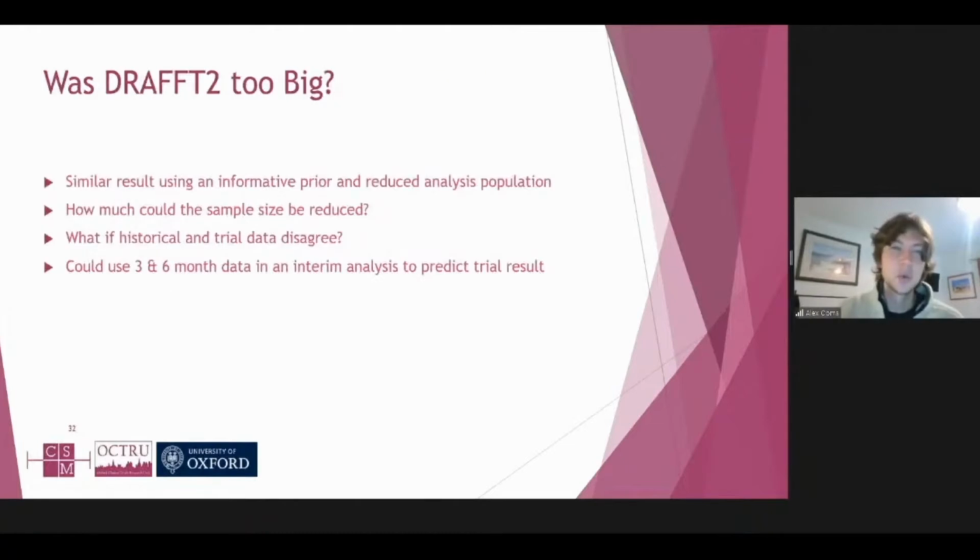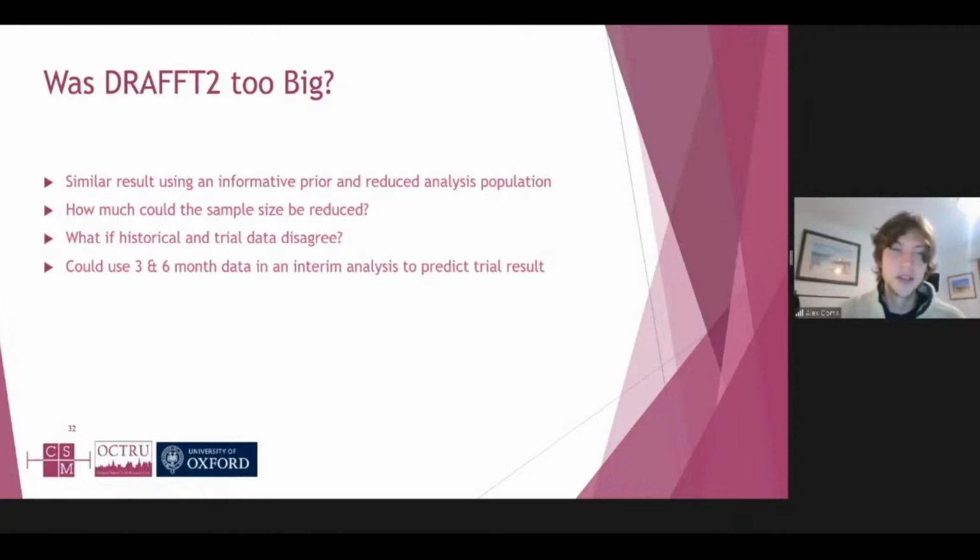So the question is, was draft 2 too big? Well, very provisionally, I think yes. I think we get similar results using an informative prior and a Bayesian analysis compared to the full sample size using a frequentist analysis. So there's definitely an argument to be made there.